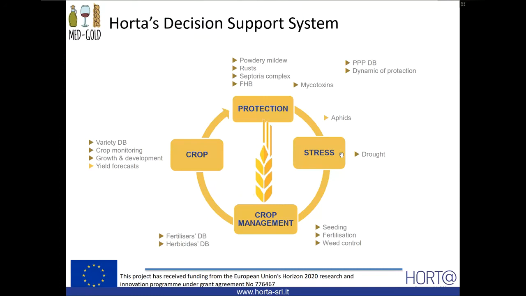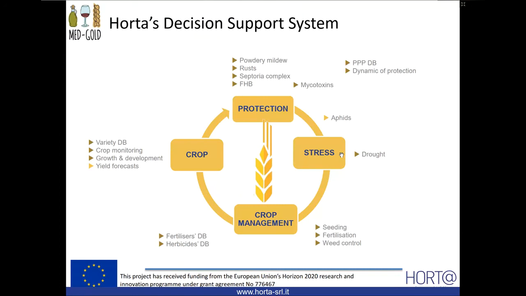For example, about protection, we have models for durum wheat for yellow and brown rust, powdery mildew, the septoria complex, and fusarium head blight. Not less important is also the model for deoxynivalenol. Deoxynivalenol is an important mycotoxin, a very dangerous mycotoxin.